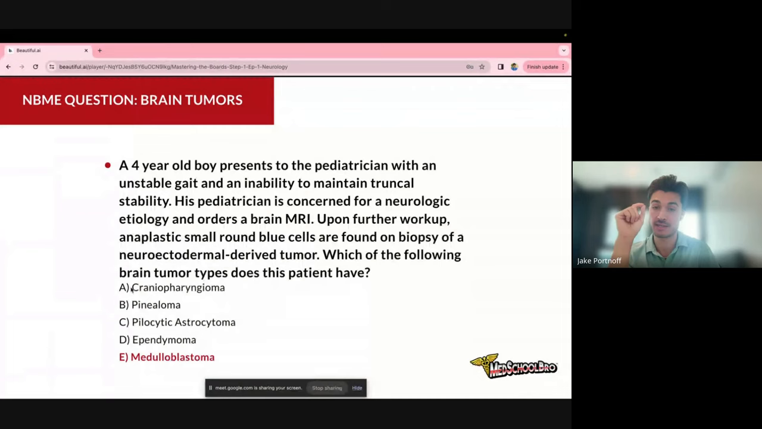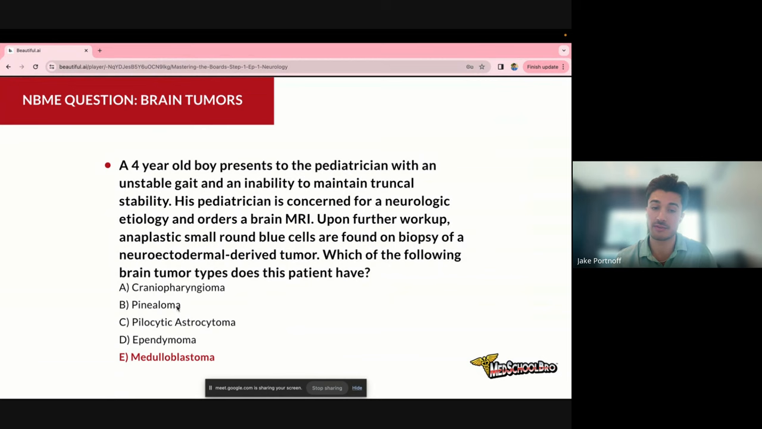Pinealoma is going to classically cause something called Parinaud syndrome. This is because your pineal gland, reminder, is towards the posterior of the brain. And a pinealoma is going to be in relation to something called the tectum. Okay, and the tectum is going to be responsible for your vertical gaze coordination. If it compresses this, you're going to get a vertical gaze palsy. And that's very, very buzzy and classic for pinealoma. Okay, vertical gaze. Yep, really good, Holly.